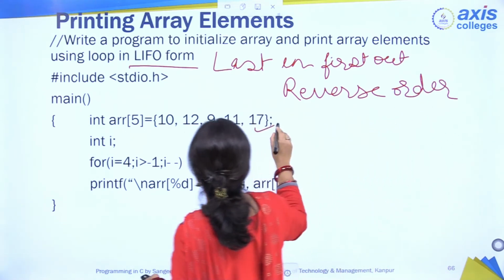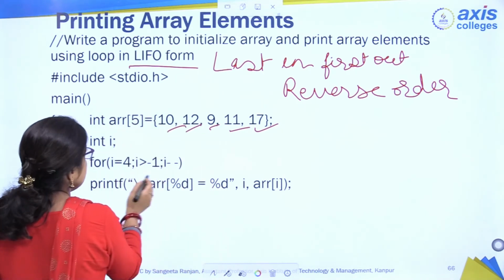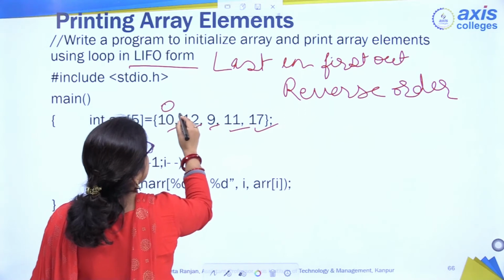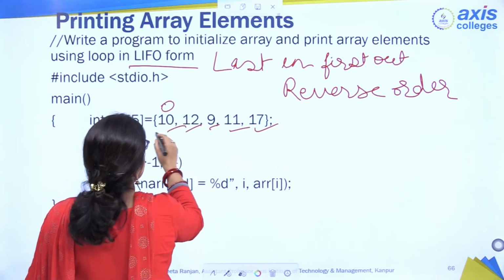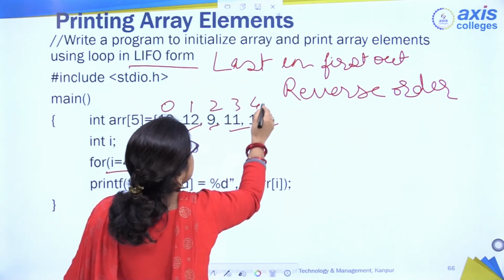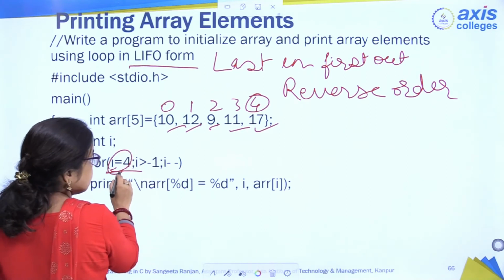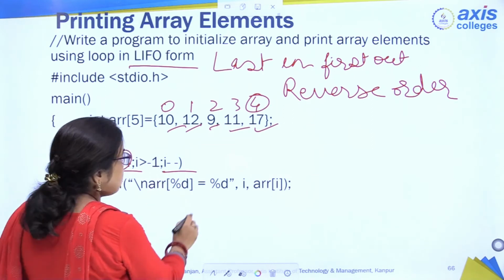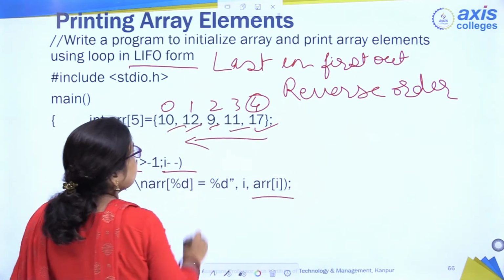First it will print 17, then 11, then 9, then 12, then 10. For that we have to take i equal to 4, that is the maximum index. The index numbers of this array are first 0, then 1, then 2, 3 and 4. Here it is 4, so we have taken the value of i as 4 the first time, and then it will be decremented consequently, so that each and every element from 4 to 0 will be printed.